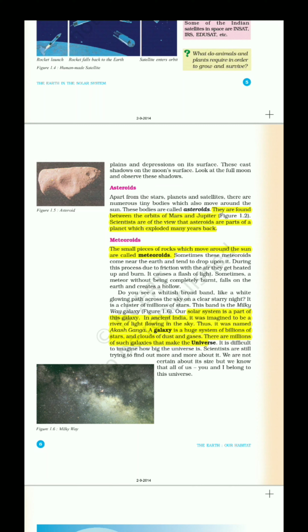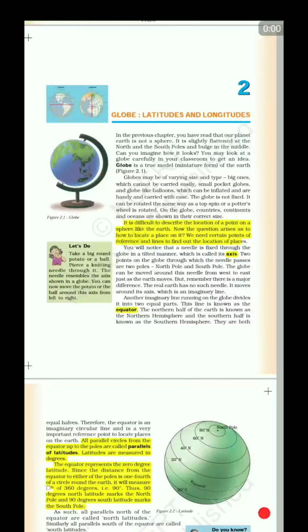So what is a galaxy? It's a huge system of billions of stars and clouds of dust and gases. There are millions of such galaxies that make up the universe, right?